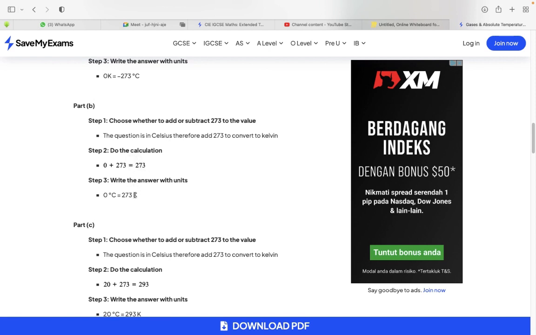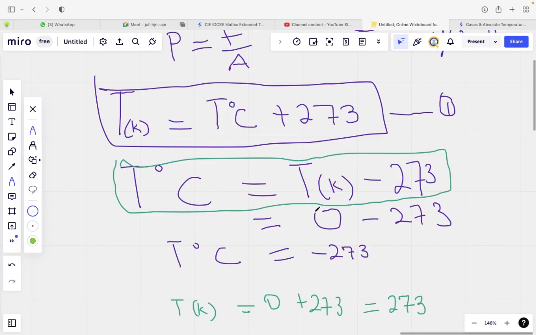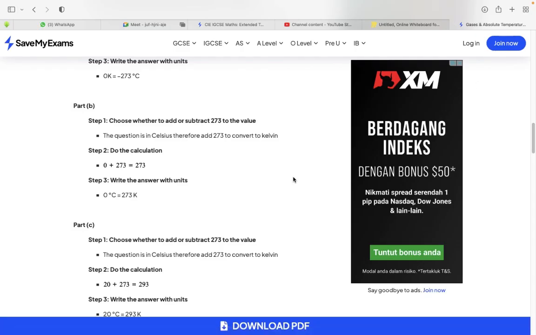Okay, although they did state the formula the way we stated it. So you get 273 Kelvin. Here you put Kelvin to show that it's in degrees Kelvin. This one you put degrees Celsius to show that your answer is in degrees Celsius. Okay, so that's that for that. Let's move on quickly.